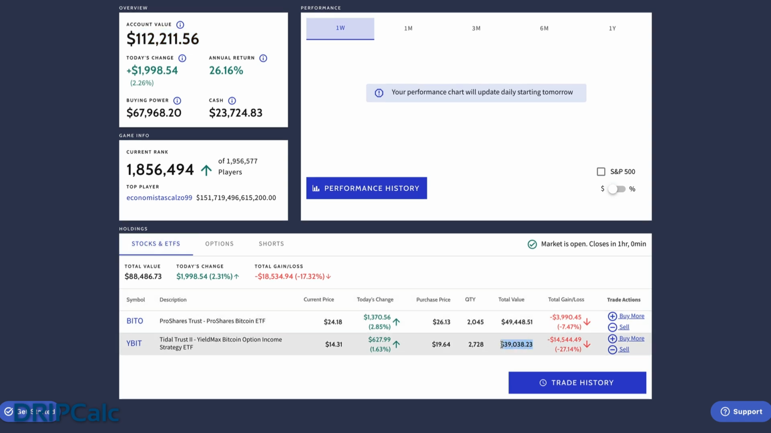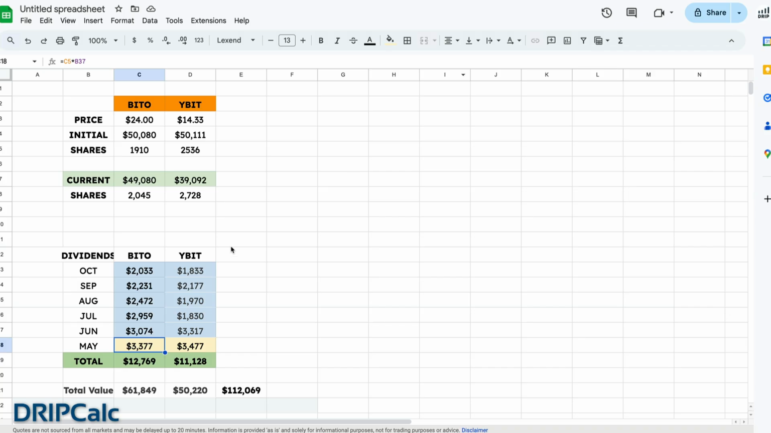The value of the YBIT shares is down by $10,000. And remember, we reinvested the first dividend, so actually that $50,000 has turned into $40,000. That's the value of the shares, and the value of the BITO shares is about $49,500. Okay, so now let's go over here. Again, current prices are $24 and $14.33. That's right now. Initial investment, initial shares, and then current value and current shares.